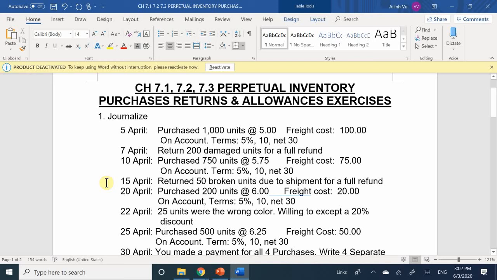So what happened on the 10th? We purchased 750 more units at $5.85 each. That's for a total of $4,387.50.